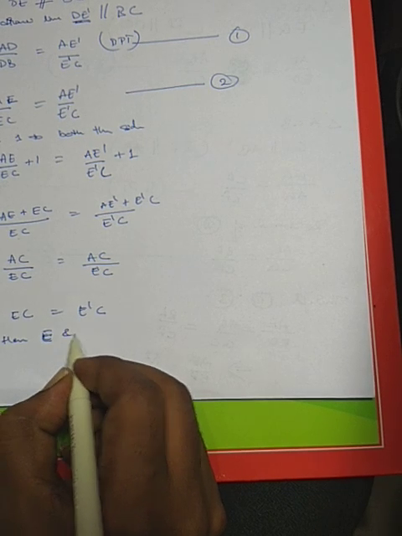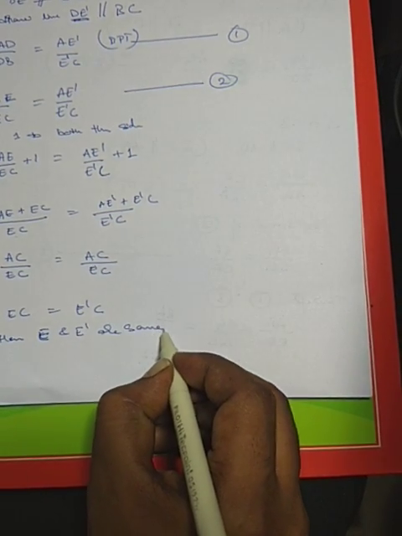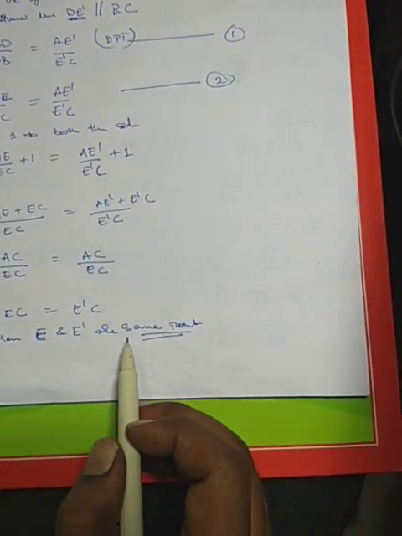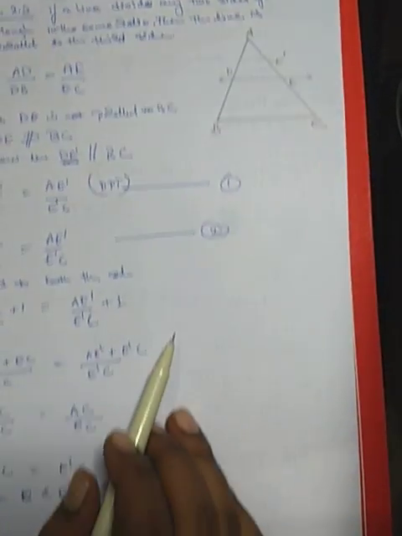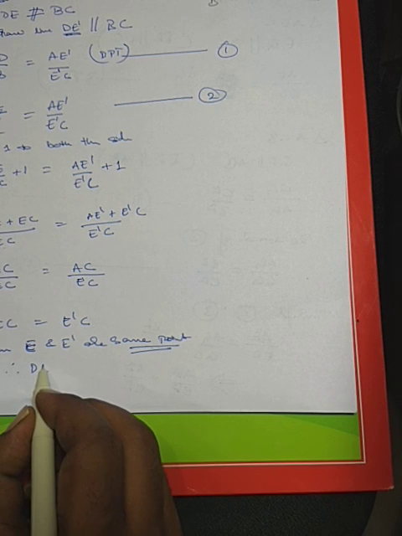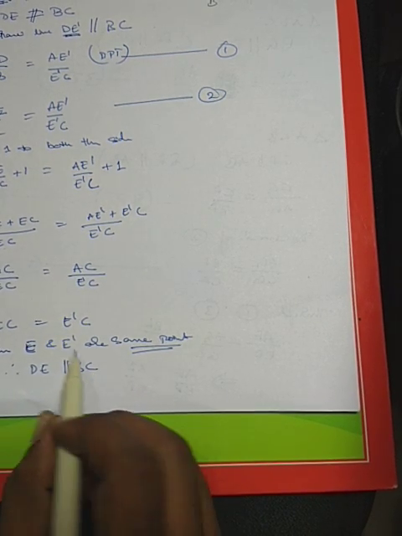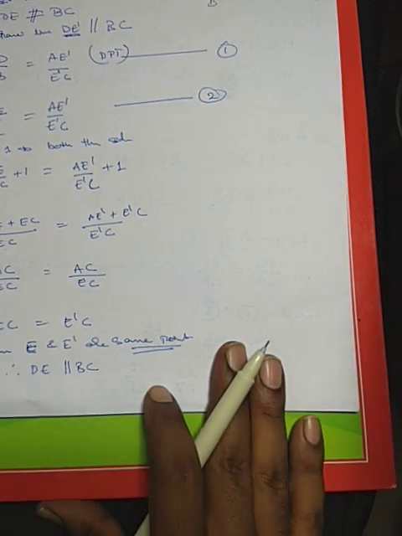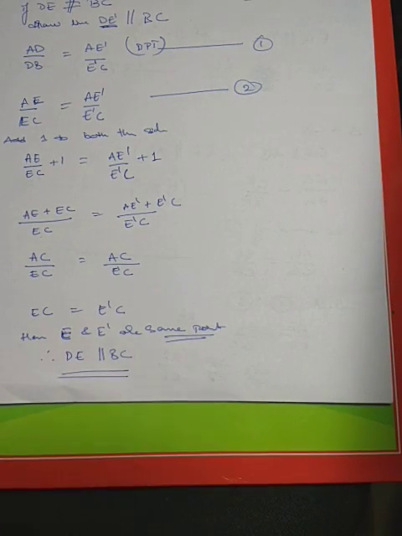and hence E and E dash are the same point. Therefore DE is parallel to BC. Because we proved E and E dash are the same, it cannot be different. So DE is parallel to BC, hence proved.